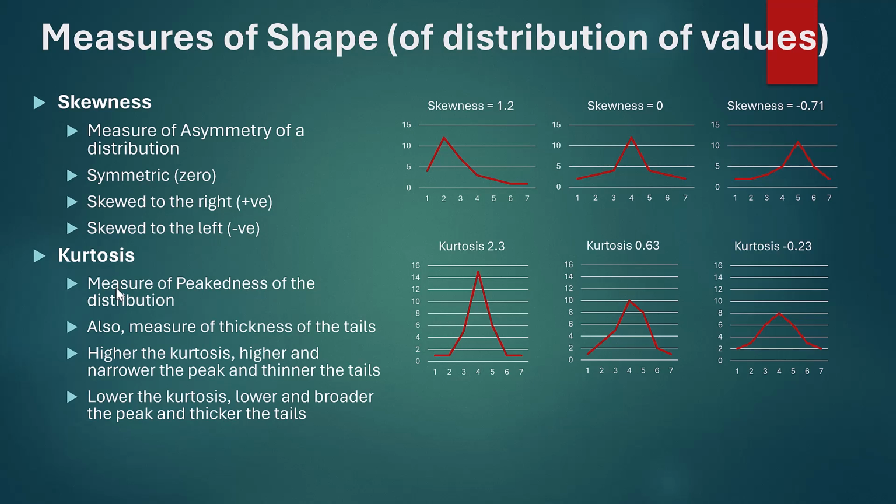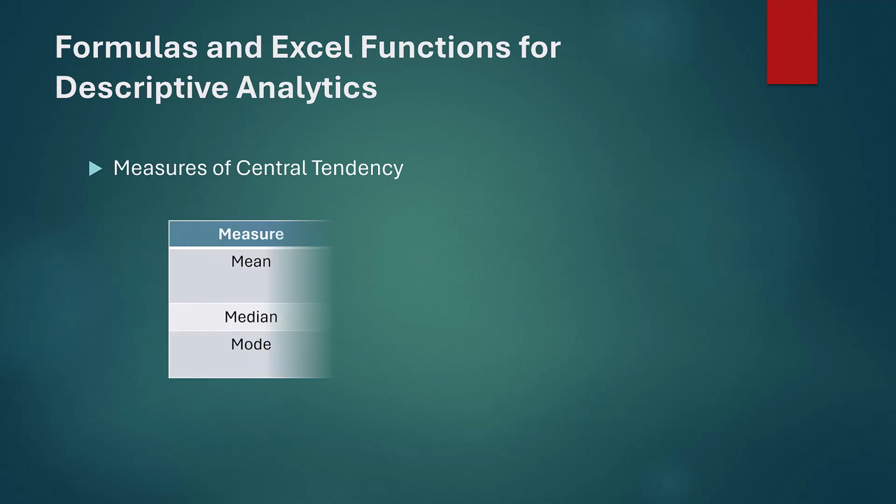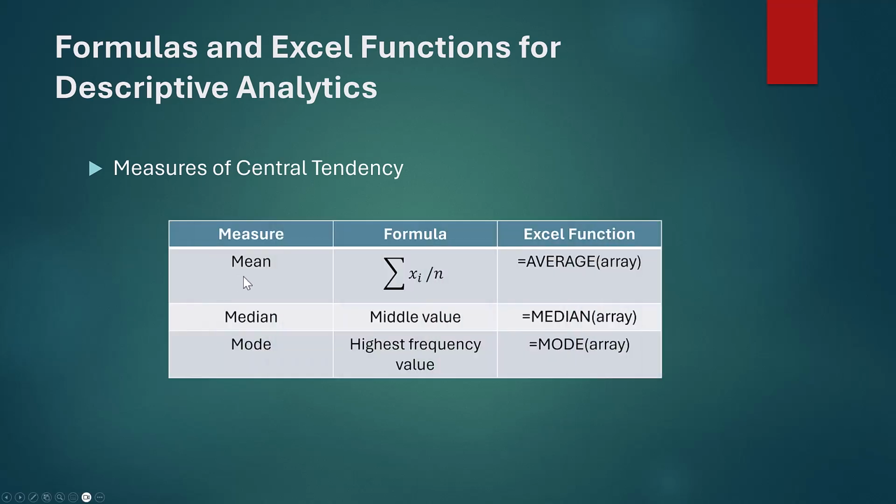Okay, now that we have understood all these measures, let's now look at the formulas and functions for these measures. Formulas and Excel functions for descriptive analytics. So what are the formulas and functions for the measures of central tendency? Remember, there were three measures of central tendency: mean, median, and mode. Mean is the sum of all the values divided by the number of values. In Excel, there's a function called average. Array is just the range of values. There is no function called mean. The function is called average.